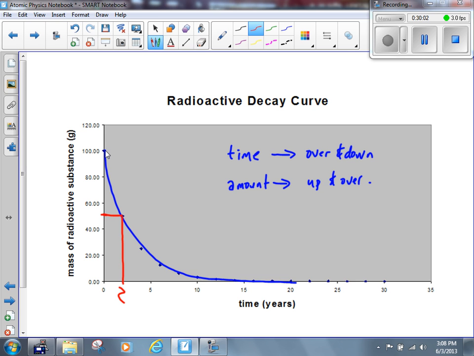If we want to find an amount, like for instance, how much remains after 5 years, then we're going to go up and over. How much remains after 5 years? About 25 grams. It's either going to be over and down or up and over. The only way we could do any calculations with this graph would be to introduce logarithms, and it wouldn't be pretty. Even for people that are okay with logarithms, the analysis of this graph involving calculations would not be fun.